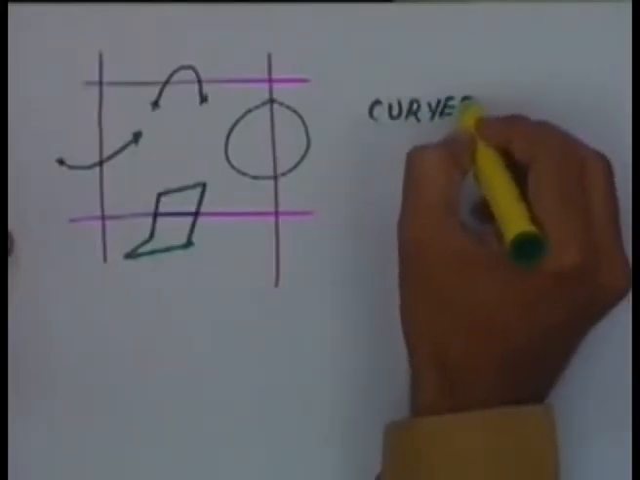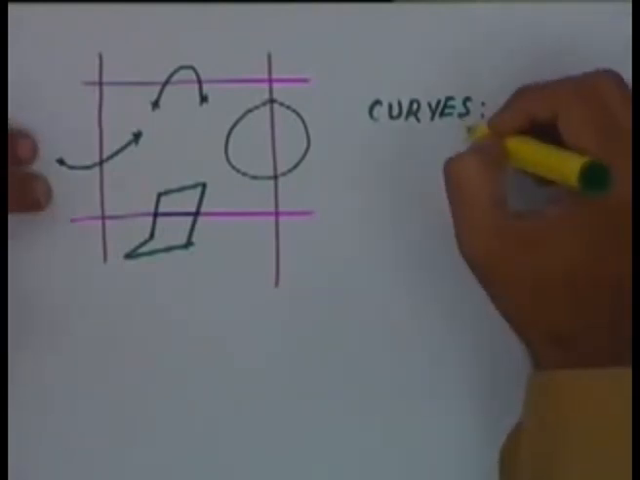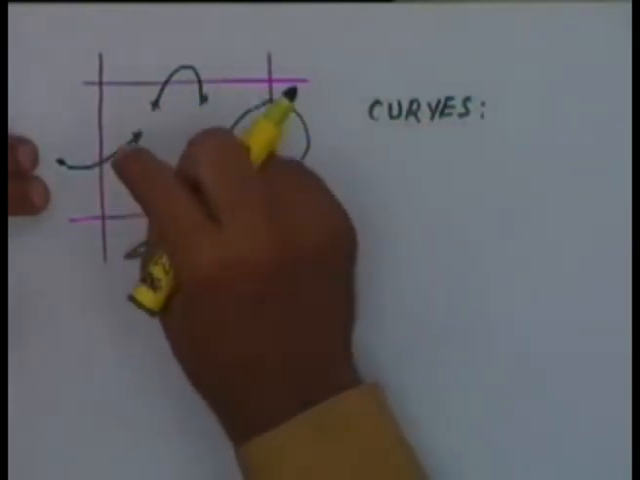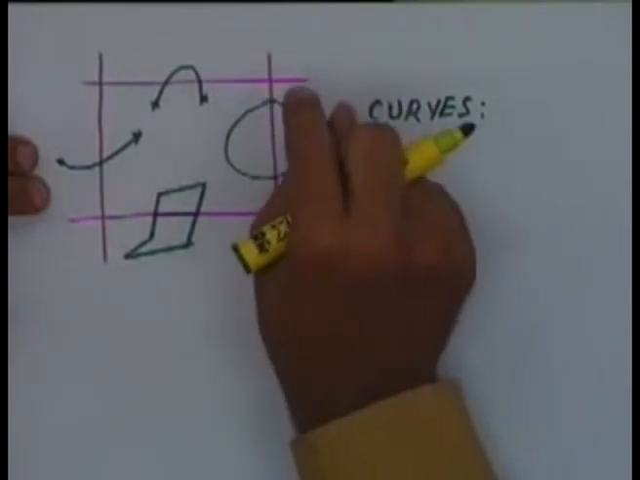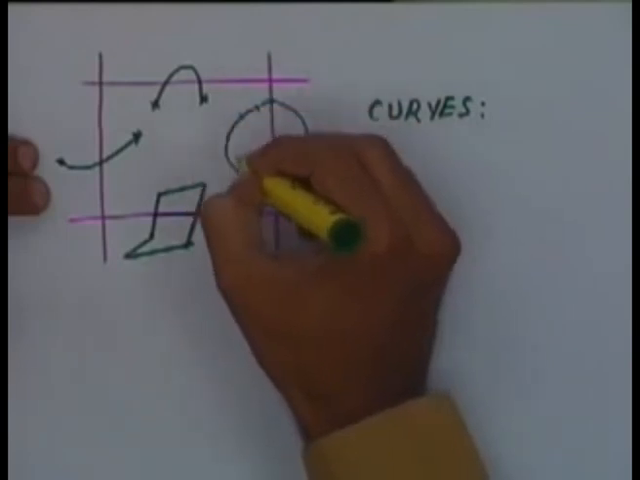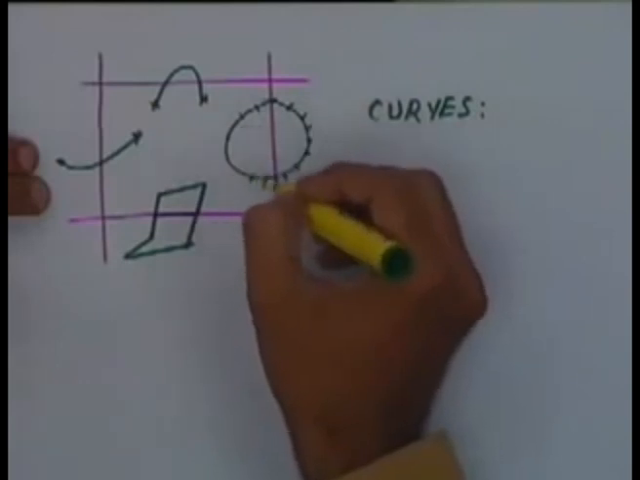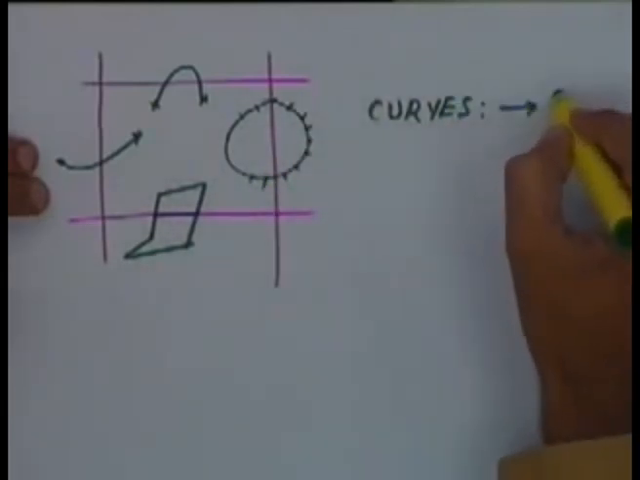With respect to curves, the way we will do clipping for curves normally is that we will divide this curve into a sequence of small line segments. For display of curves, they are normally approximated as a sequence of line segments. And once it is approximated as a sequence of line segments, we will do the clipping of line segments. So the curves will be reduced to lines.